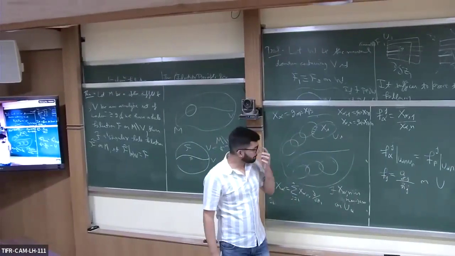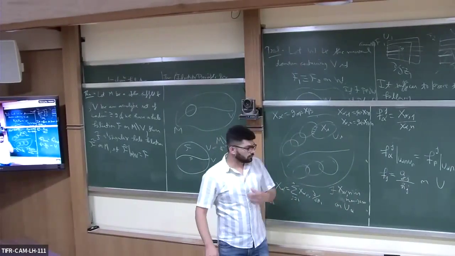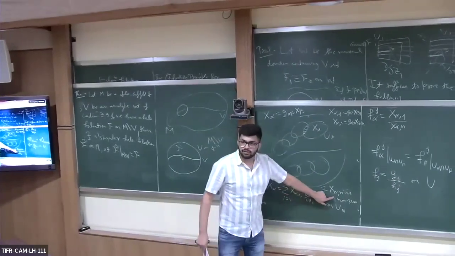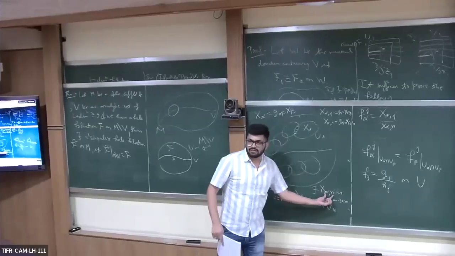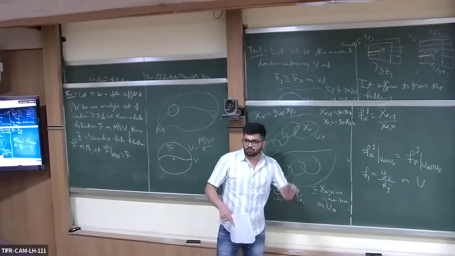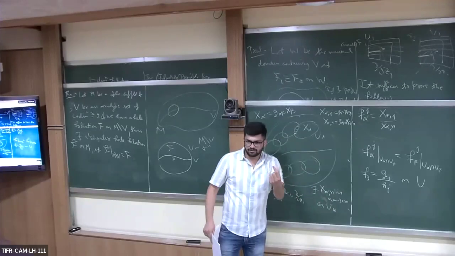Can x alpha n be identically zero, right? No. That's why I started with it. I said that we can start without loss of generality. We can assume that at least one of the components of each vector field, the same component, is non-zero.